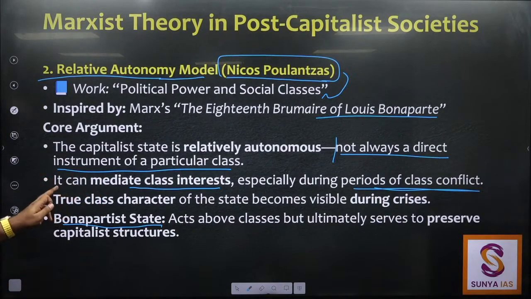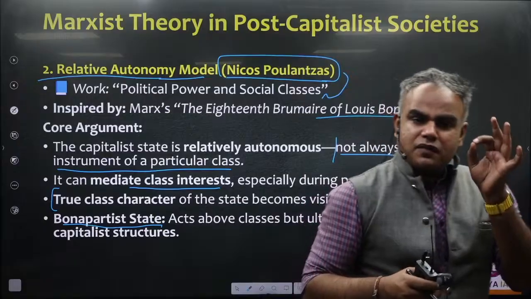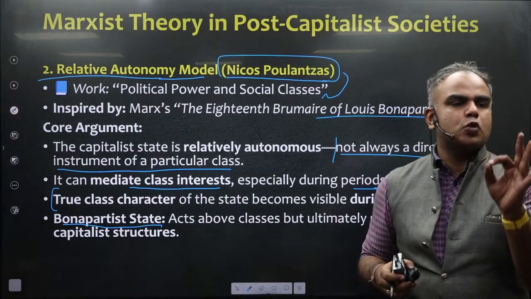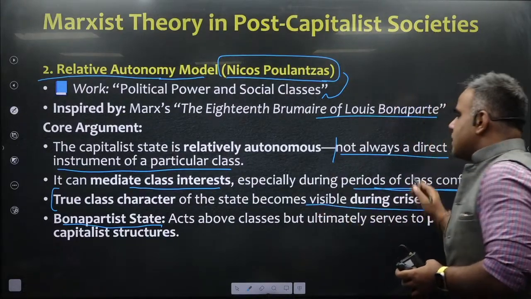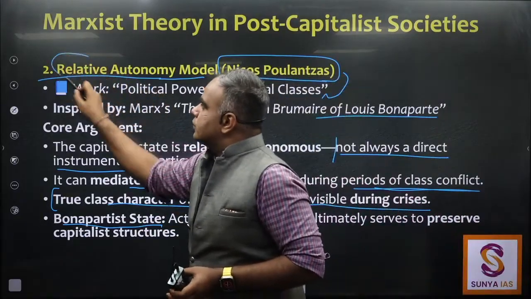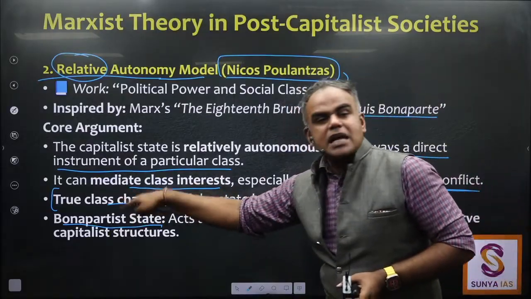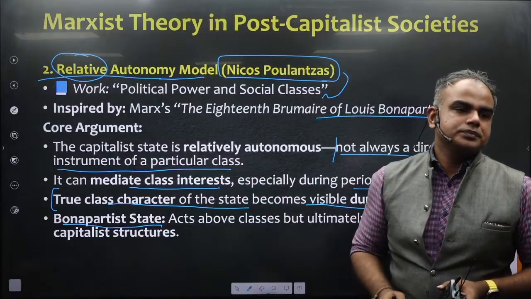But ये point बहुत important है, third वाला. Even if the state is not an instrument, if there is a time of crisis, then the state will show its true character. Then ultimately the class character is visible, which is why the term relative is used. और आप बार बार notice करोगे ये term class character. The class character is again a core feature of the Marxist state.